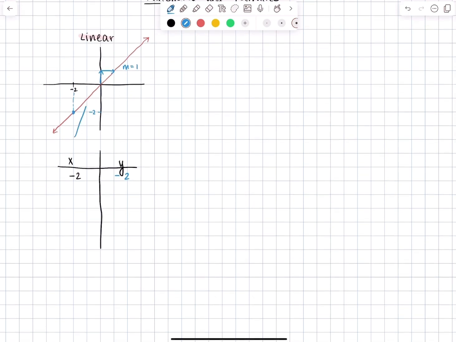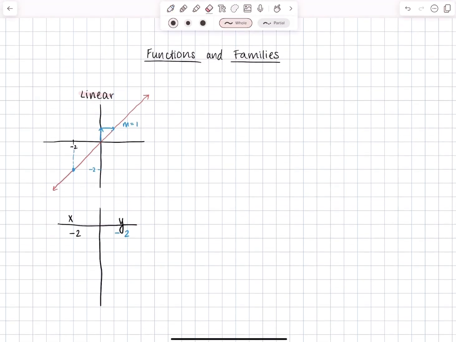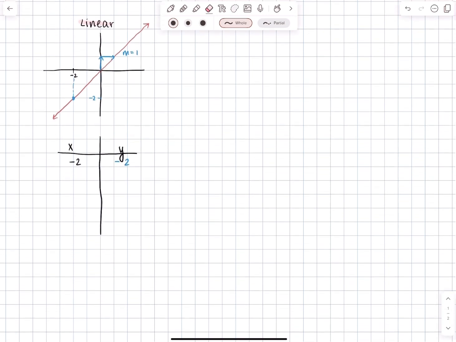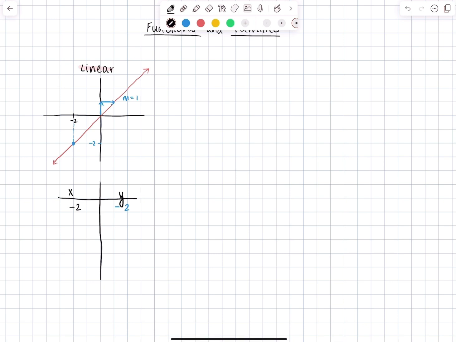So we can have a linear graph that looks like this. But this is not the parent function. We're looking at the parent function. So the parent function for a linear graph would be f of x, which is just a fancy word for y, equals x.